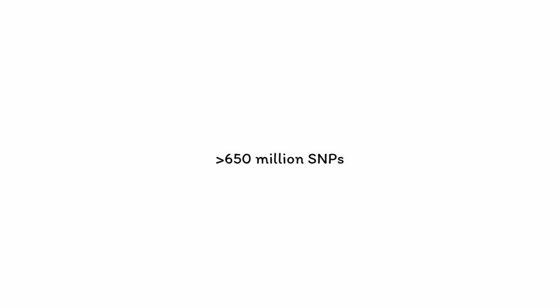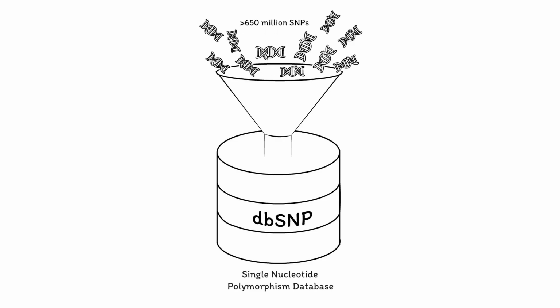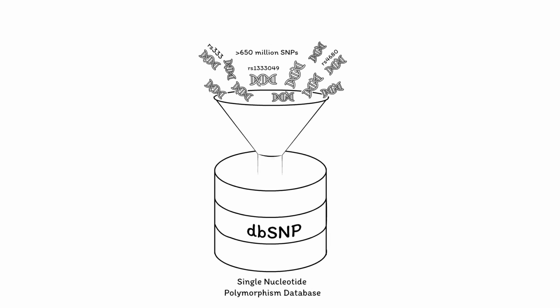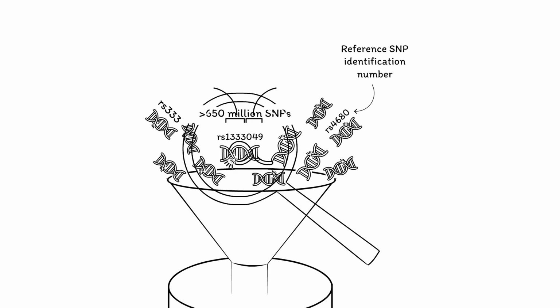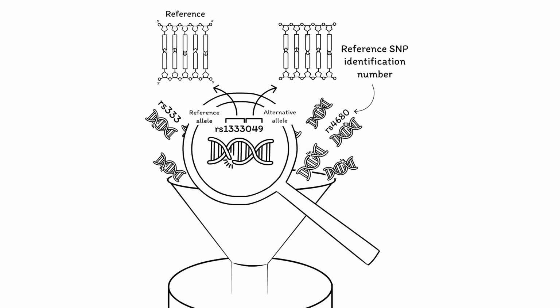More than 650 million distinct SNPs have now been collected by the Single Nucleotide Polymorphism database. Each SNP can be distinguished by its own reference SNP identification number. If you look at the information for a particular number, you find that two alleles are mentioned: the reference allele, which is the nucleotide from the reference sequence, and the alternative allele, which is the genetic variant.